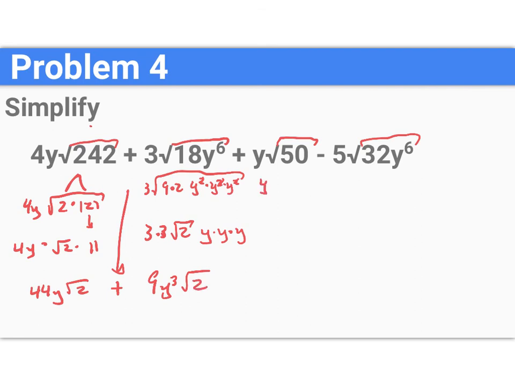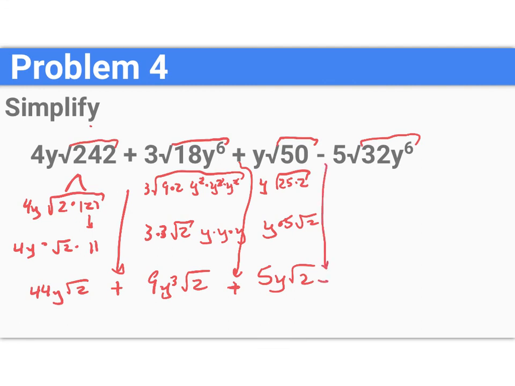Y times 50, that's 25 times 2. Y times 5 times the root of 2 becomes 5y root 2. Bring your sign down. 32 breaks off into 16 and 2. And we saw how the y to the 6 broke down into y cubed.